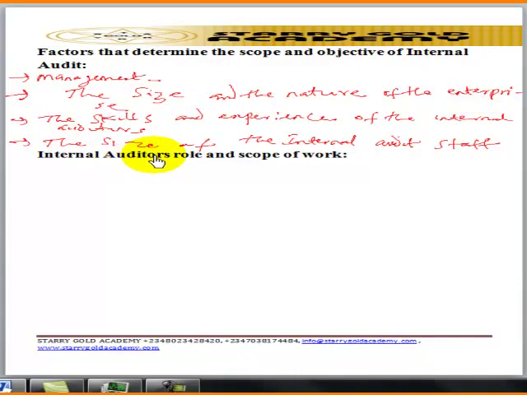Let's move to internal auditor roles and scope of work. The basic function of the internal audit is to carry out scheduled audit procedures in respect of the transactions of the enterprise and verification of procedures in respect of its assets and liabilities, and to ensure that the internal control system of the enterprise is operating satisfactorily.